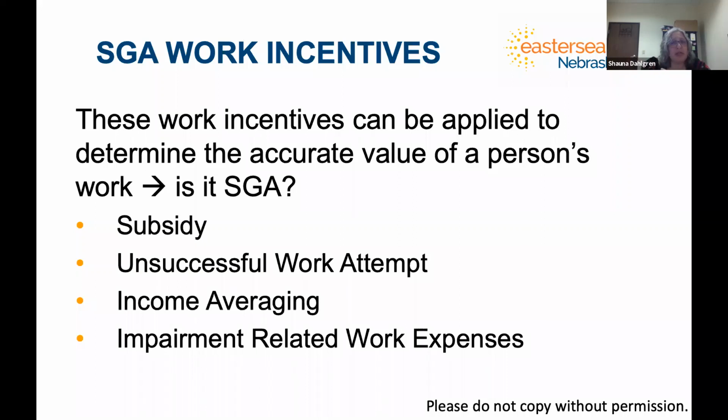This again is just a general list of some work incentives that are available that can actually reduce countable income. So when we talk about those SGA figures, they are not black and white or hardline numbers. They're an income guideline, or an SGA guideline. And so it basically means that Social Security can look at what they might call the value of a person's work, or countable earnings. And so a person can actually earn more than those numbers in gross wages and still receive a Social Security cash payment by applying some of these other work incentives. Again, just generally speaking, there's subsidy, there's unsuccessful work attempt, income averaging, and even impairment-related work expenses, to name some.